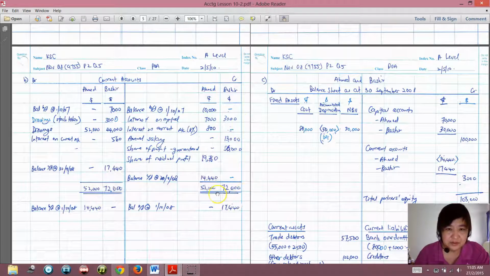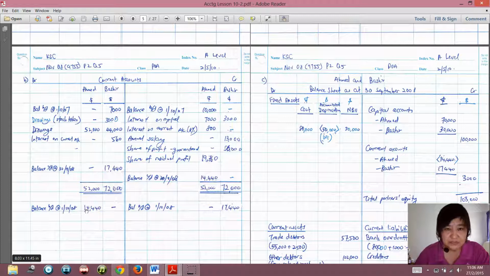You see which side is bigger. For Bashir, this side is bigger, the 72,000. Then I put 72,000 here. 72,000 minus all this, I get 17,440. So this is the balance carried down at the end of the year, 30 September 2008. Then this is the balance brought down on 1 October 2008. Then for this one, this side is bigger, 52,000. Then I put here 52,000. This one minus everything, I get 14,440. Then this one is the balance brought down.